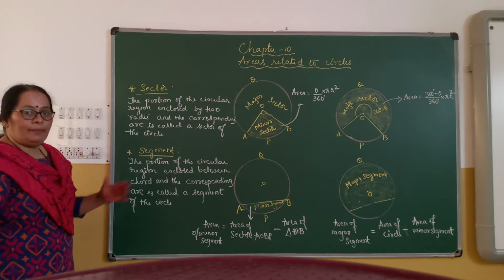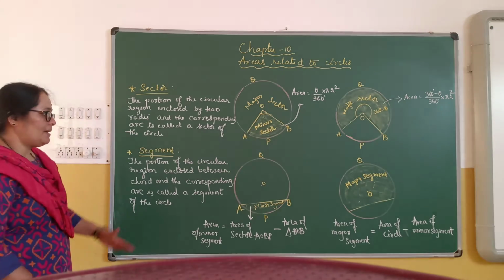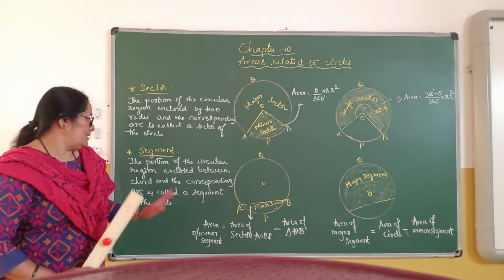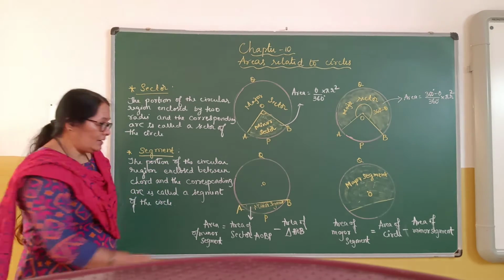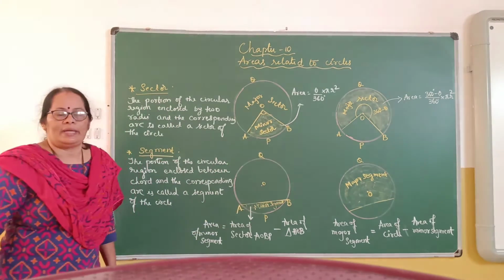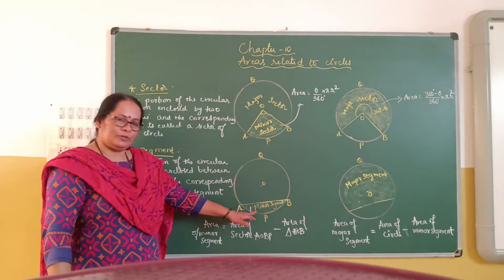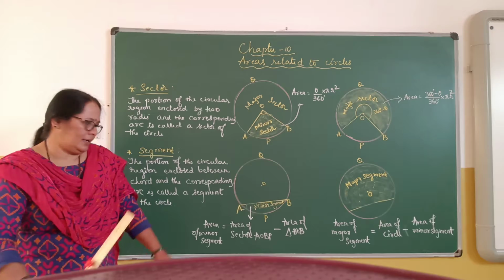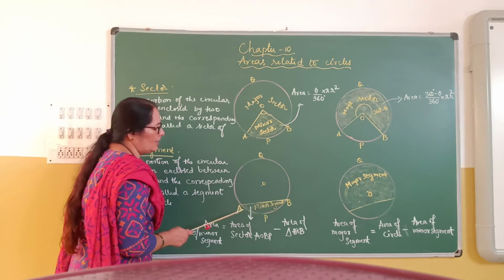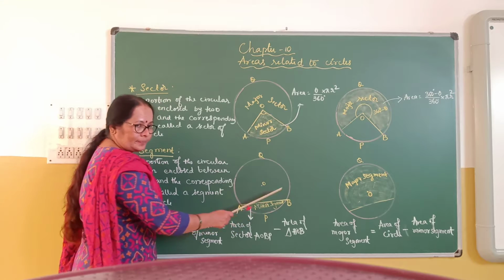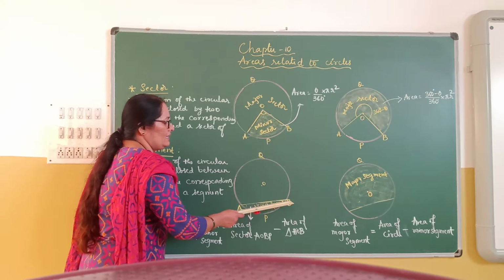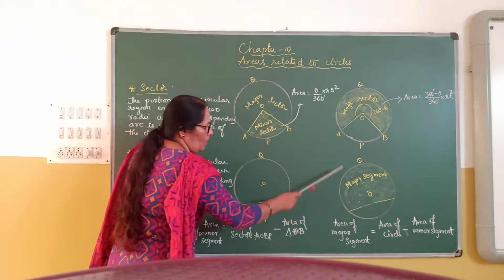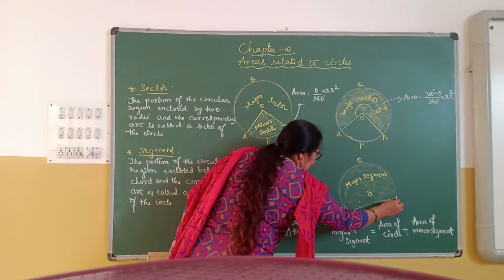Then segment. What is a segment? A segment is a part of the circle between the chord and the corresponding arc. Once again, the smaller portion is the minor segment and the larger portion is called the major segment. Now AB is a chord and the corresponding arc is APB. So APB is called the minor segment and AQB is called the major segment.